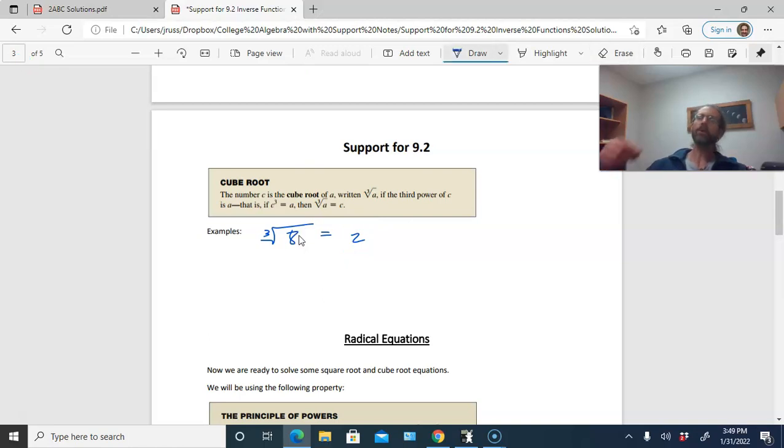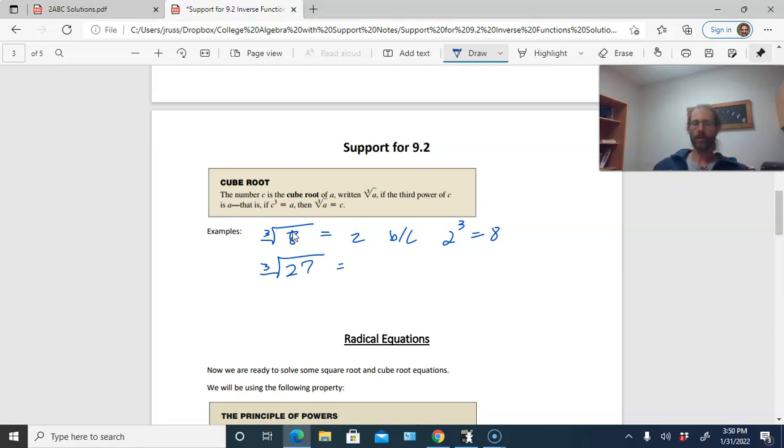So with square roots, you're thinking about what number do I need to square or raise to the second power, but with cube roots, it's what number do I need to cube or raise to the third power that gives me this radicand right here. Let's do a couple others. Well, let me put here because 2 to the third power is 8. Okay. What about the cube root of, let's do 27.